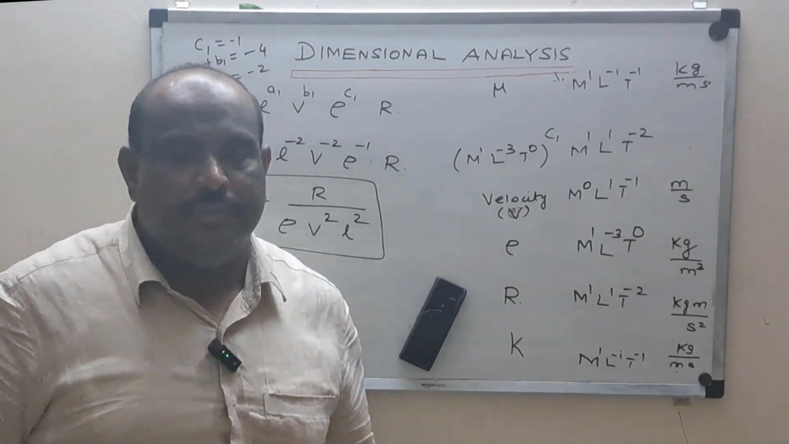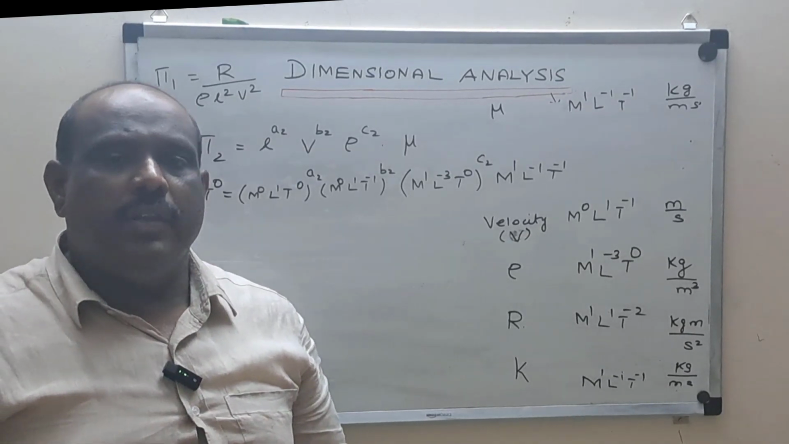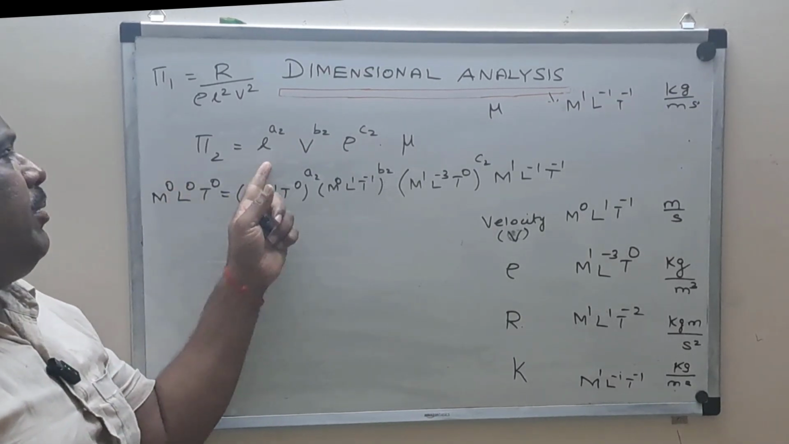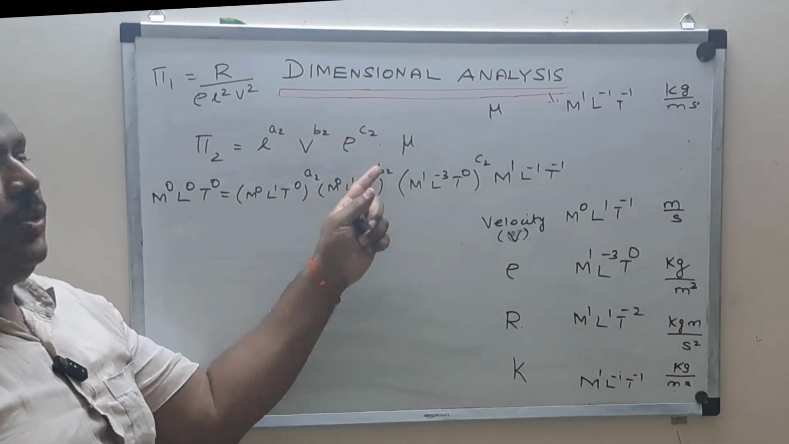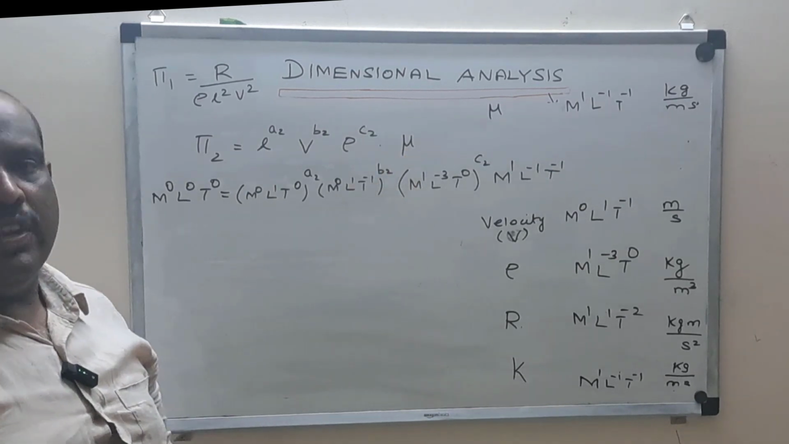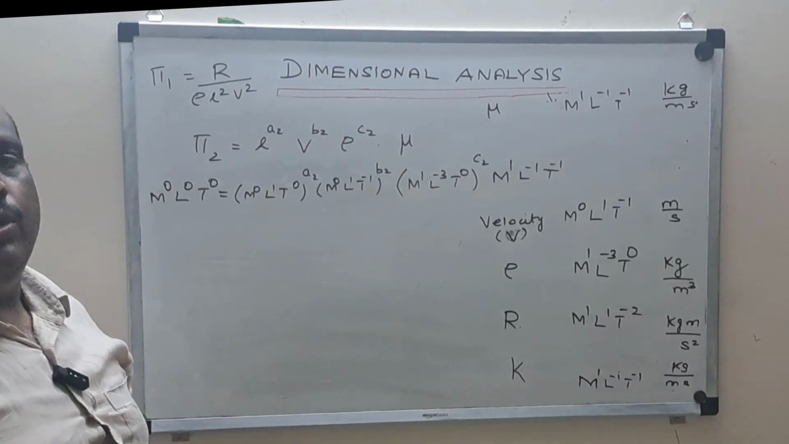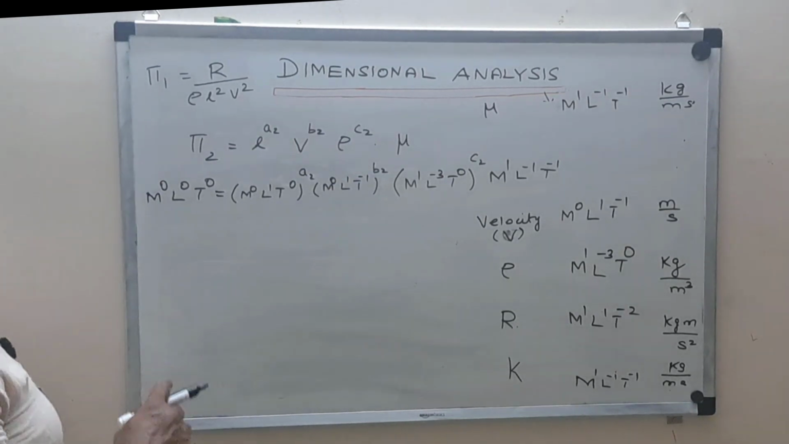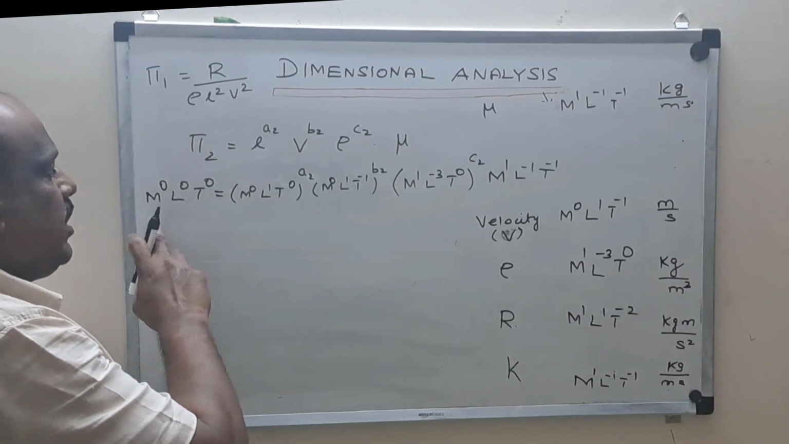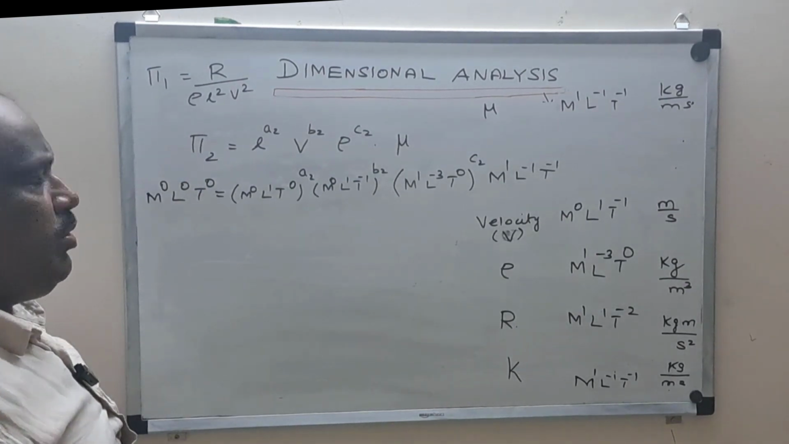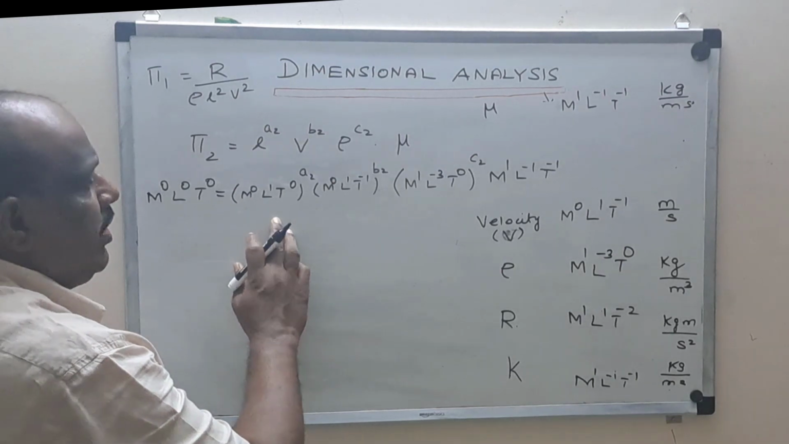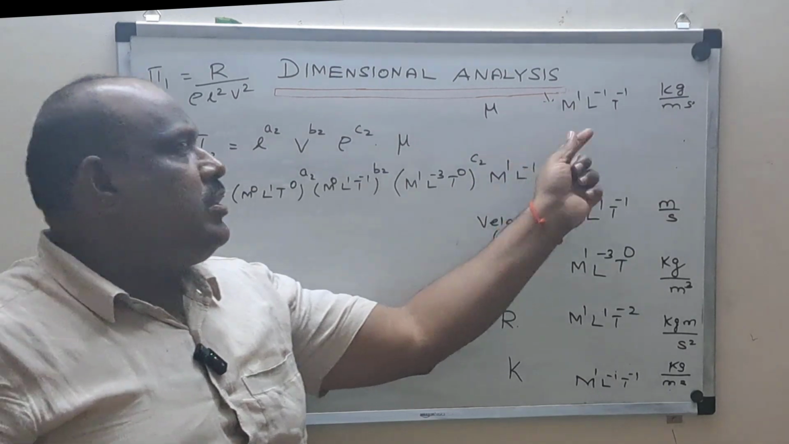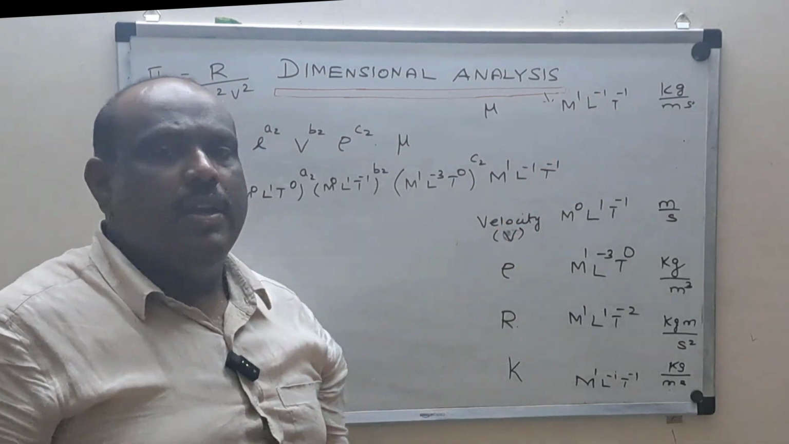We will proceed further. Let us now continue to determine the value of pi 2, the second pi term. Once again the formula is pi 2 equal to L power A2, V power B2 and rho power C2, with the second variable mu. The first variable we took as R, the second one we are taking as mu, and for the third pi term we will take K. As usual I have written the dimensions for pi, which is a constant: m power 0, L power 0, T power 0. Similarly for length, velocity and rho as well as mu. We know the dimensions of mu as M power 1, L power minus 1, T power minus 1.